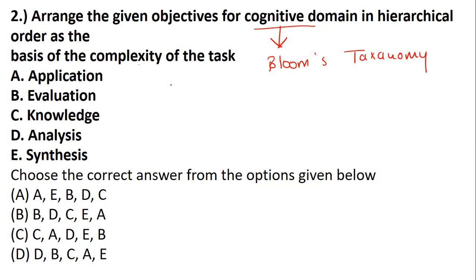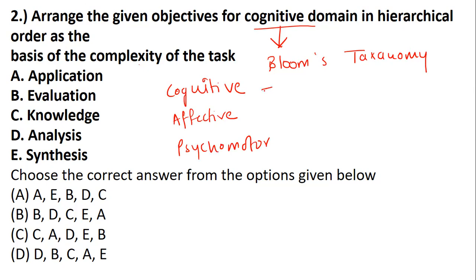That is your cognitive, you know very well. Then you have your affective domain, and then you have your psychomotor domain, right? So cognitive stands for your knowledge, affective stands for your emotions and attitude, and psychomotor stands for your skills. So it is also called KSA: knowledge, skills, and attitude, right?